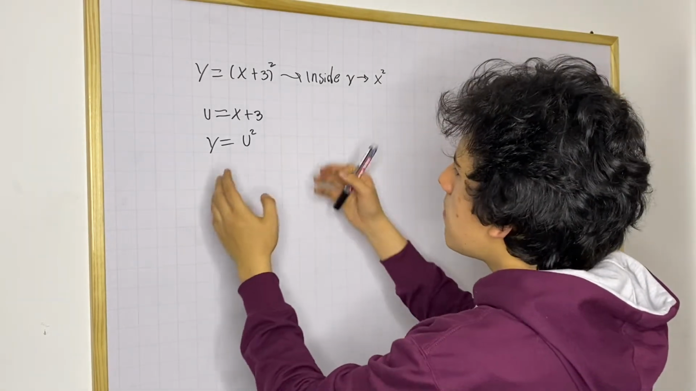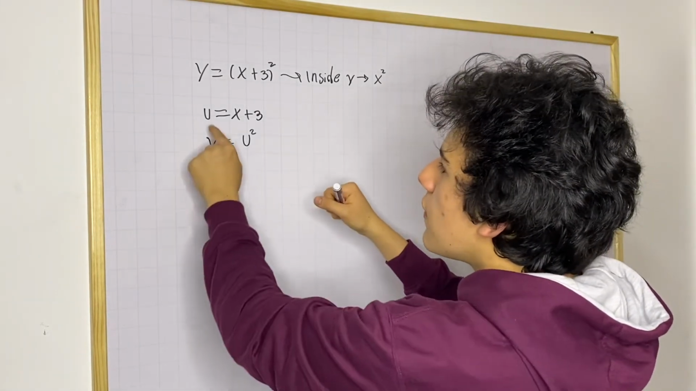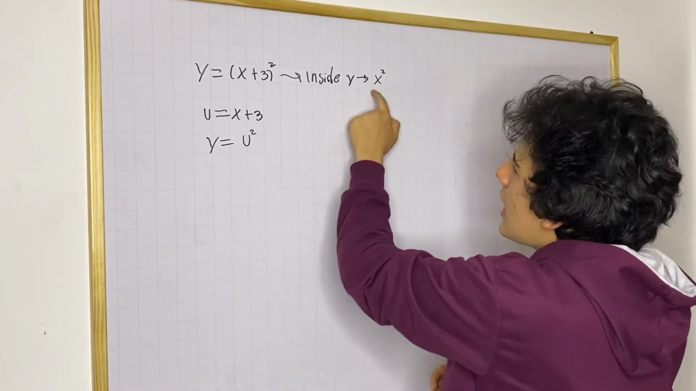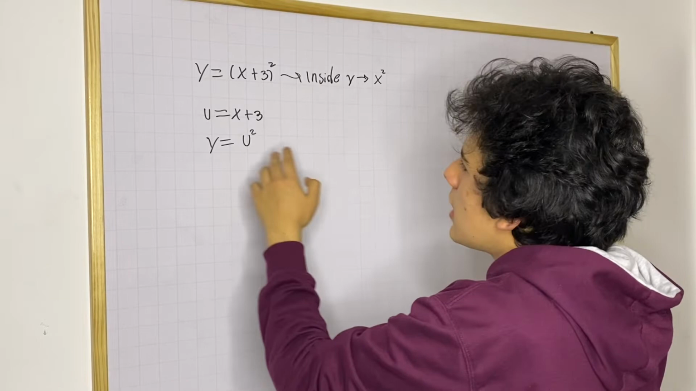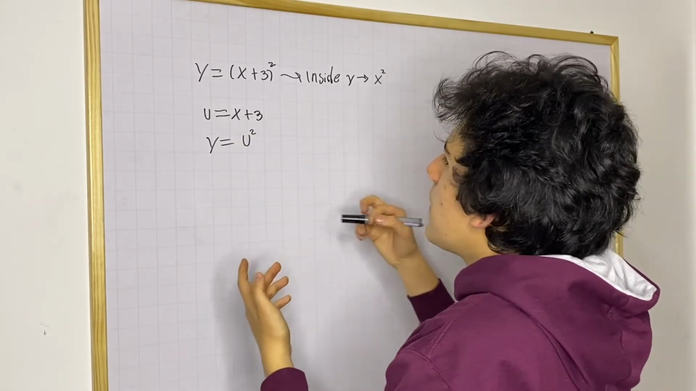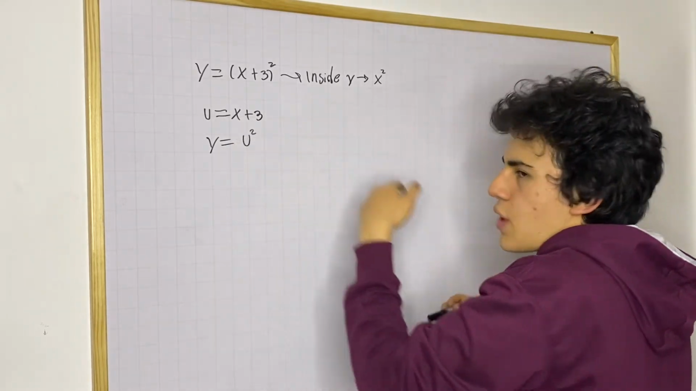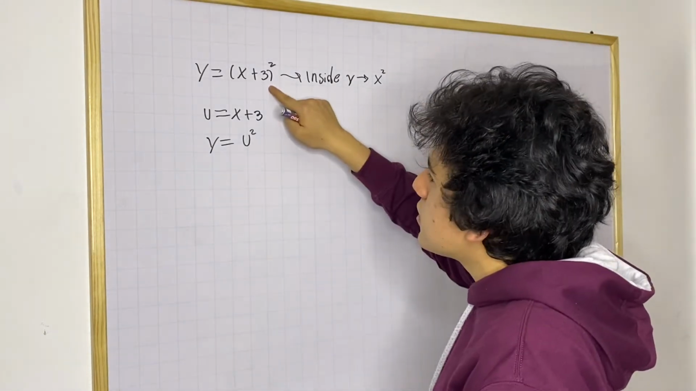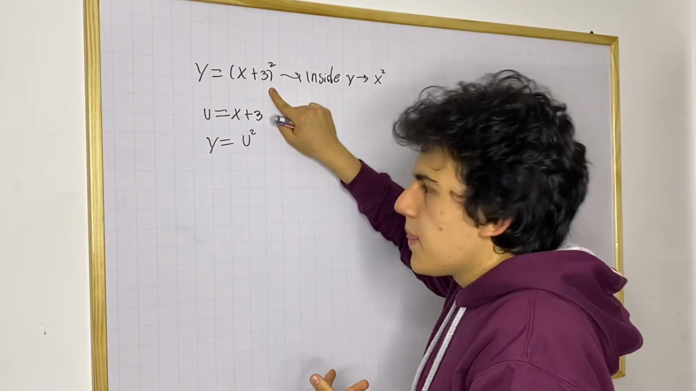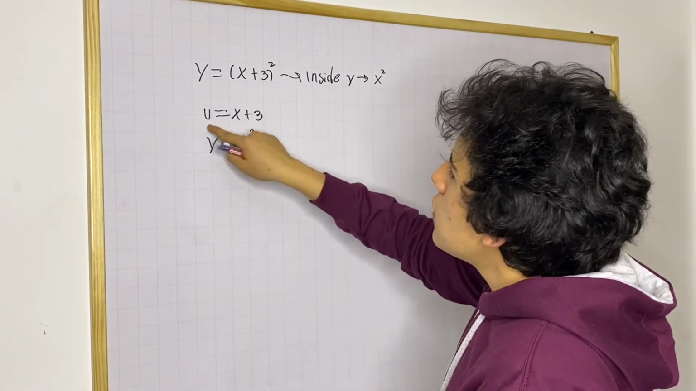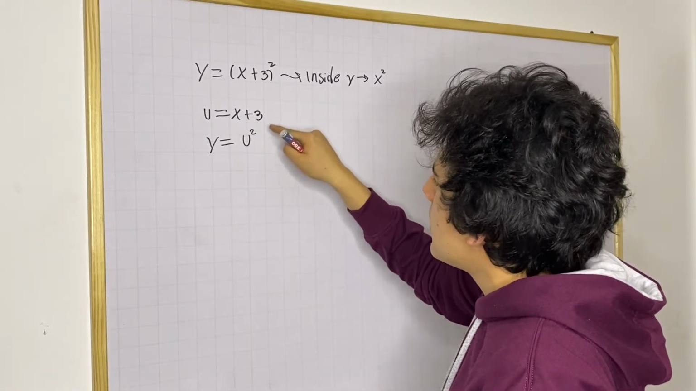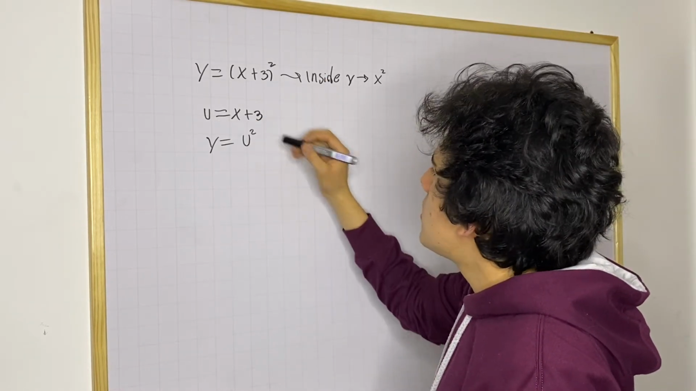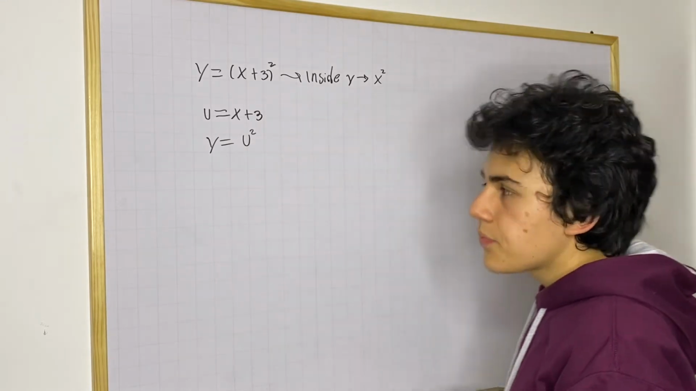Now, what I'm showing you is that you have a function u that is inside another function that is x². Basically, if u is equal to the input for x², well, that's just going to be u, which is x + 3 squared, what you have up here, okay? I'm just showing you that if u is equal to x + 3, then y is going to be equal to u², which is exactly what you have up here, okay?